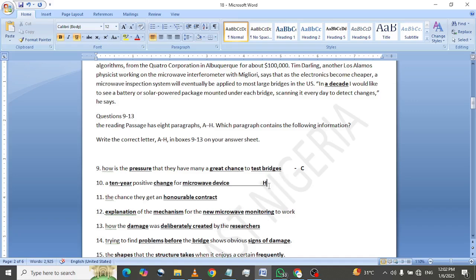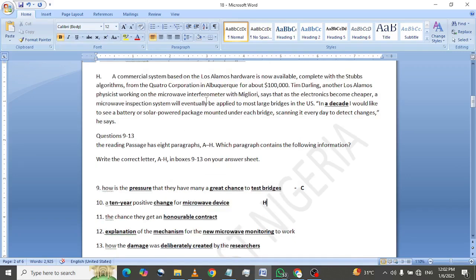Because you can see now that we have seen things that relate to the keyword. So the answer here will be H, because this particular information is in this paragraph H.